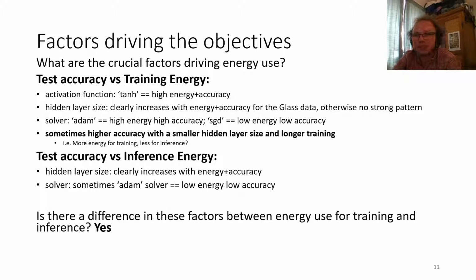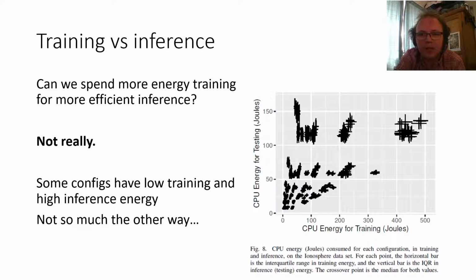So is there a difference in these factors between energy for training and inference? Well, yes, there definitely is. I've mentioned a couple of times now this idea that we might invest more energy in training in order to get a saving in inference. So what we did was we tried plotting for all of the configurations on a given data set the CPU energy for training versus the CPU energy for testing, that is inference.